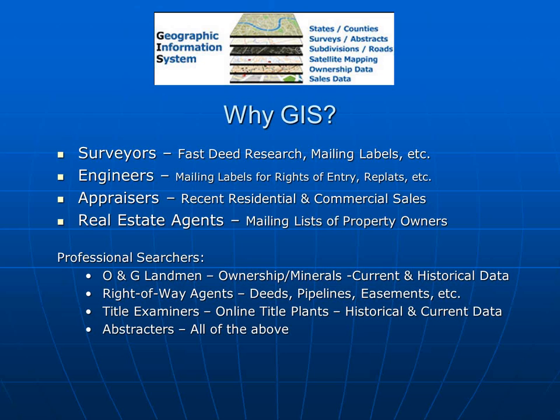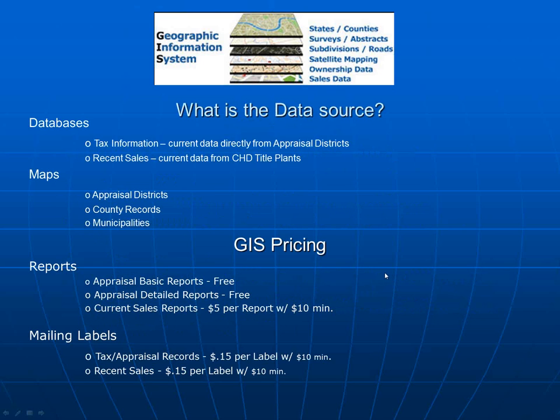Also, appraisers use GIS to be able to drill down and find recent residential and commercial property sales. And particularly real estate agents can use this as a way to farm their area. So they want to contact all the people in their local area, and they can use this service. Also, there's a lot of people that we consider professional researchers on the line with us today. Those are oil and gas landmen, perhaps right-of-way agents, and title examiners and abstractors. So for all of you folks, what we're trying to do is give you the best tools to be able to do your research, and I think you're going to see in our presentation there are some ways that you can go about researching that is going to help you.